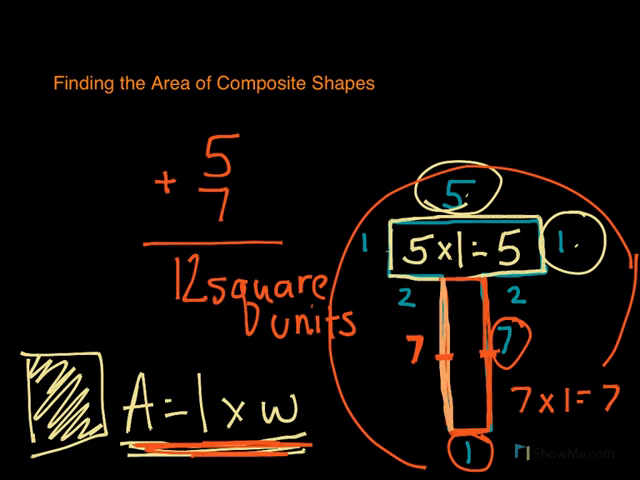So, if you want to find the area of a composite shape, you need to break it into smaller rectangles, and then you'll be able to use the formula for area, length times width.